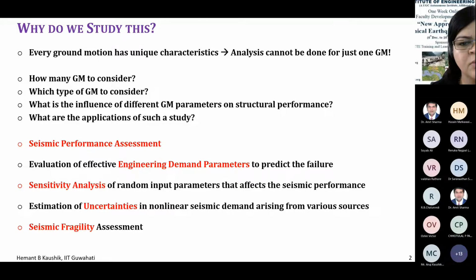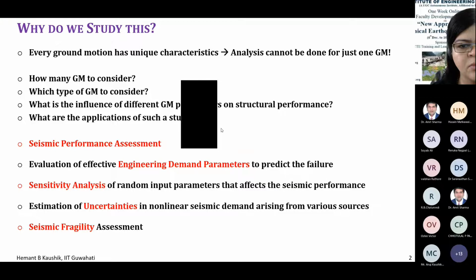So the first application that we will discuss is the seismic performance assessment of structures. Whenever we want to assess the present seismic condition of a structure, we have to carry out different types of analysis. One of those is the time history analysis, nonlinear time history or nonlinear dynamic analysis, where we need to consider these ground motions. So that is the first application. All these questions that I have asked, these 4 questions, we have to use their answers in these applications.